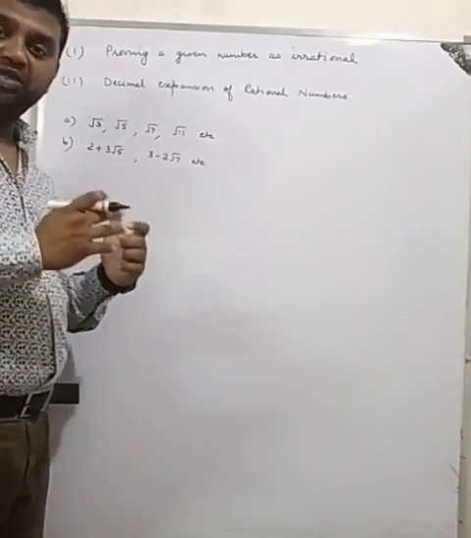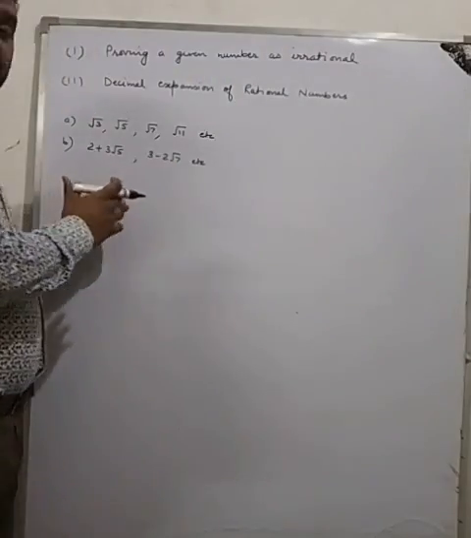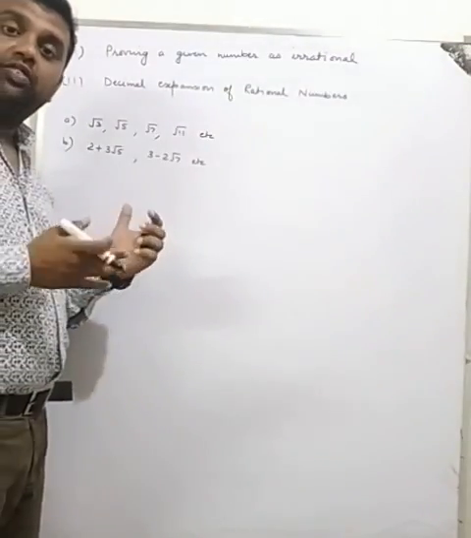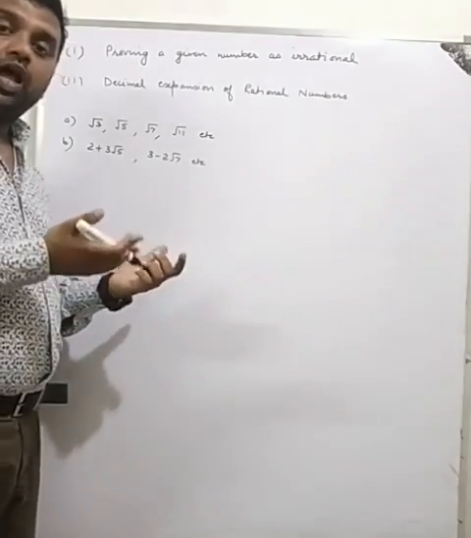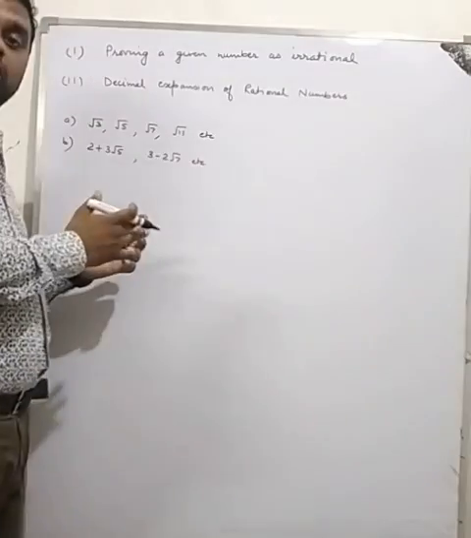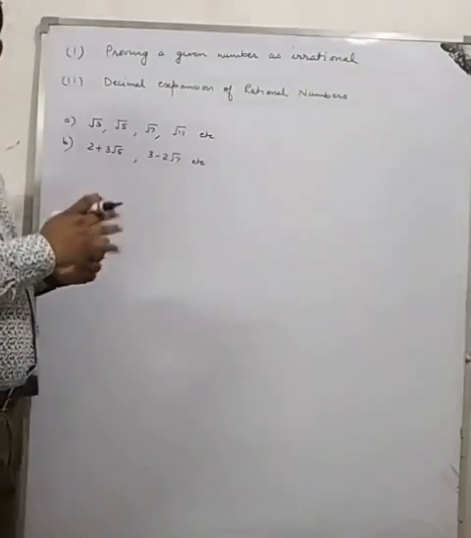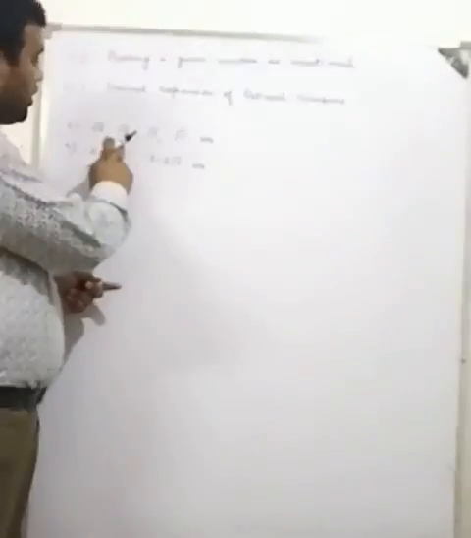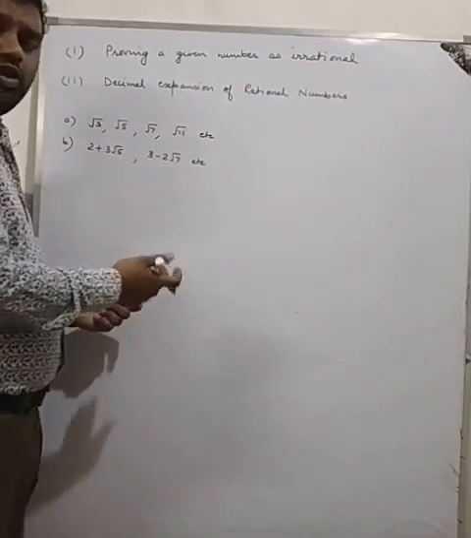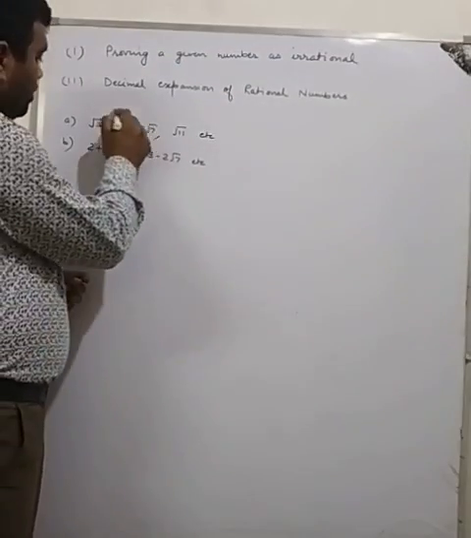Contradiction method means first we will assume this number as rational and then we will prove our assumption incorrect, and this method is called contradiction method. So let's start with the first type of numbers, that is root 3, root 5, root 7, root 11, any of the numbers. So let's take root 5.